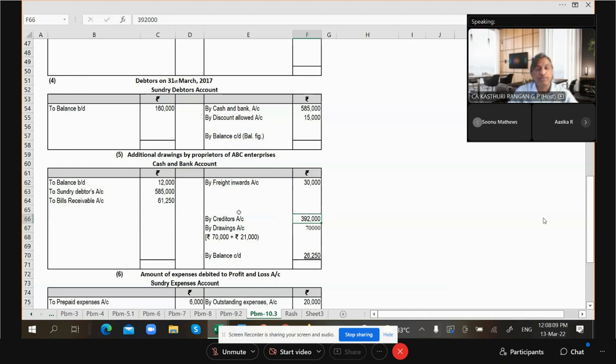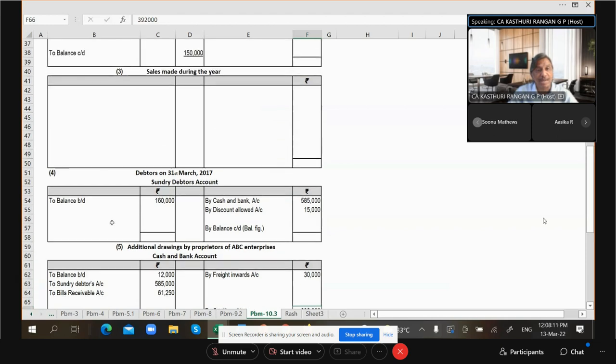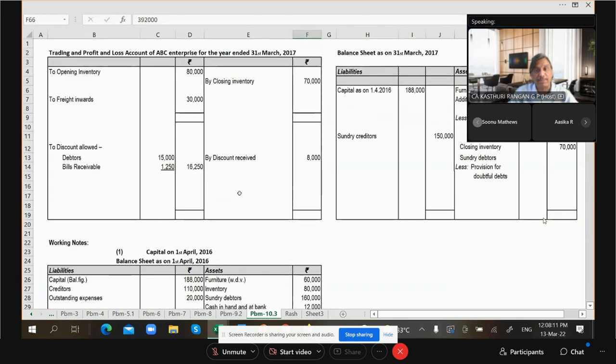So drawings will be deducted from capital. Where you put the capital? Yes, here. So from the capital, deduct drawings. How much? 70,000. Another drawing 21 will come in this problem. So you put 91,000. Or you put 71 only now. 20,000 will get as the balancing figure. Total is 91.